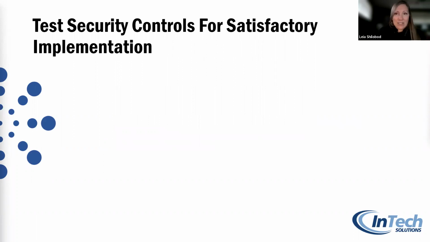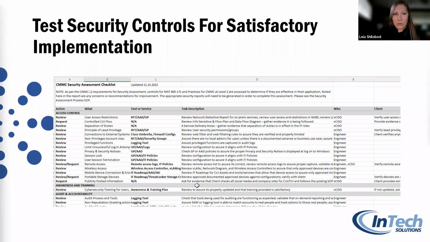So what does an example of a checklist look like? Well, here's an example of one of the things that we put together to help guide us through this process. We have what that action is supposed to be, what specifically we're looking at, the tool or service that we're going to reference when we're trying to test that control, the description, like how we're actually going to test it, and who is assigned to that, and if the client has to have a piece of that as well.